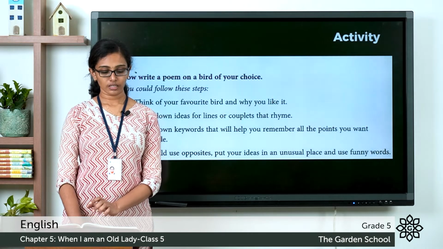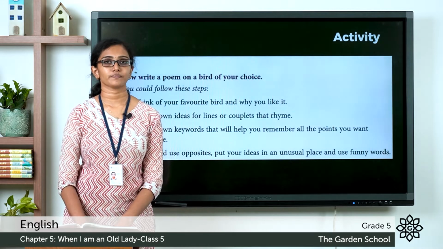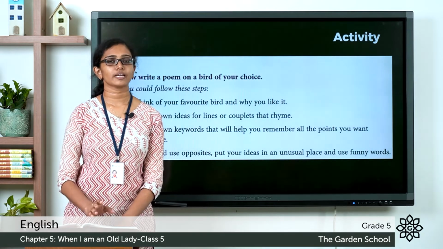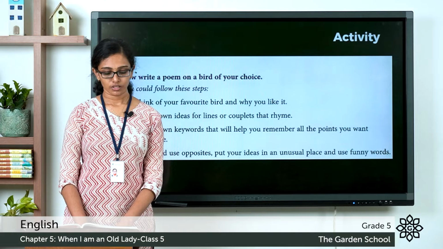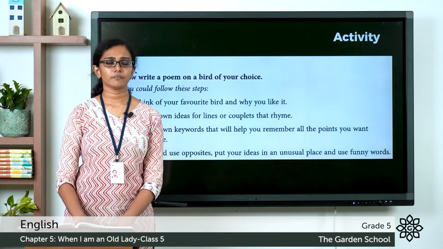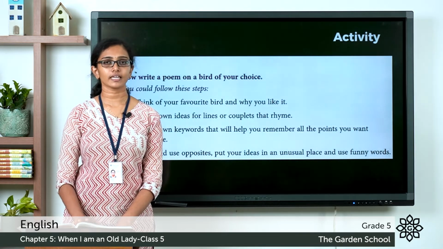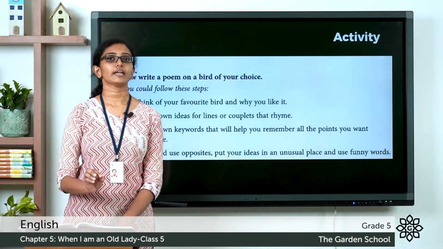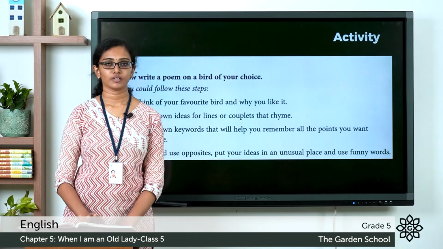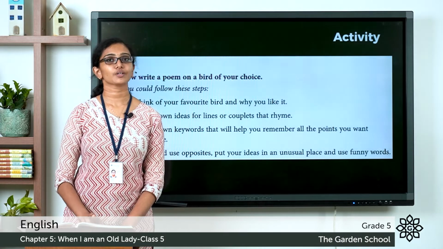So this one is an exercise which will give you a practice on poem writing. I know some of you are great in writing poems. So this one you have to think of your favorite bird. It could be any bird which you like. It could be a peacock, it could be a parrot, anything you like. And you have to write a poem about that bird. You can use the given set of instructions here and complete the activity in your notebook.